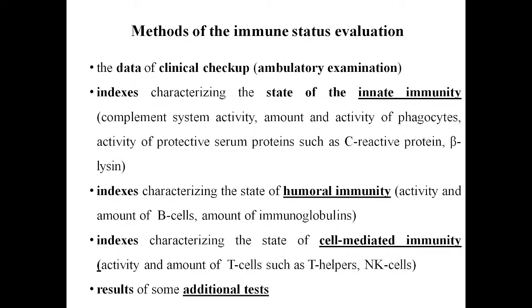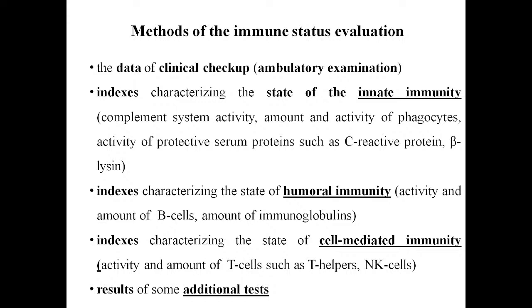Firstly, it is data of clinical checkup. Ambulatory examination, when you observe your patient and when you can see, for example, lymphadenopathies, hepatic splenomegaly, then frequent skin lesions. These are data of clinical checkup. Then we should evaluate indexes characterizing the state of the innate immunity.